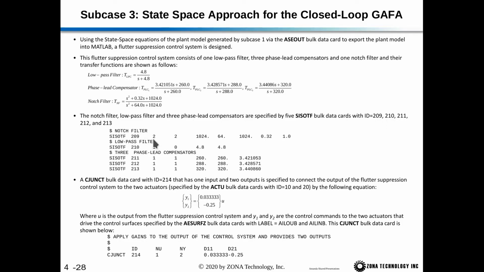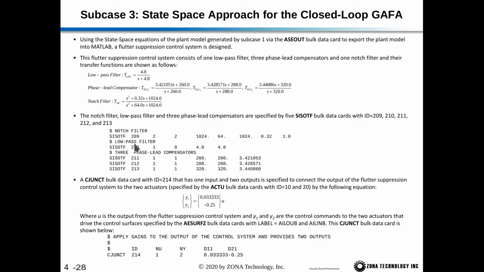So the notch filter is shown here. So if we go through the card here, the numerator and denominator are both second order. So the numerator and denominator orders are both 2. And then going for the denominator first, our coefficients are 1024 and 64. If you recall, for the CISOTF, the coefficient on the denominator here must always be 1, so it's excluded from the definition here. For the numerator, we have 1024, 0.32, and then 1. So the numerator coefficient on the highest order term must be specified.